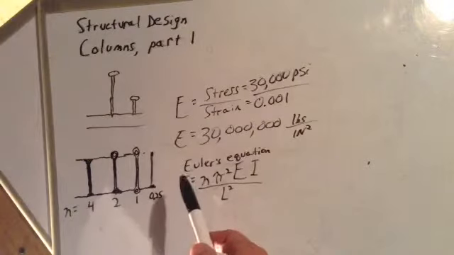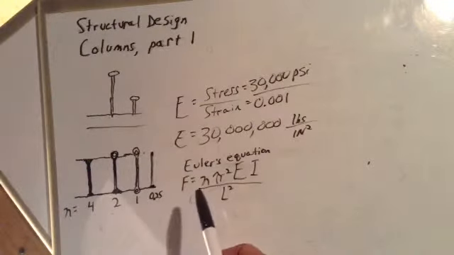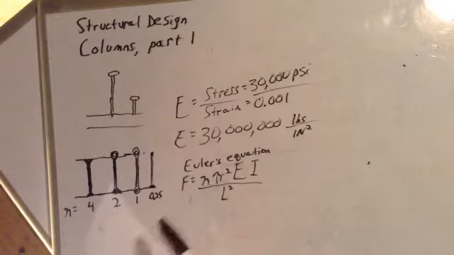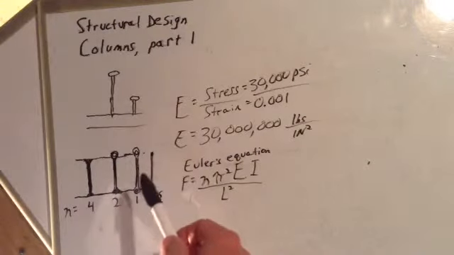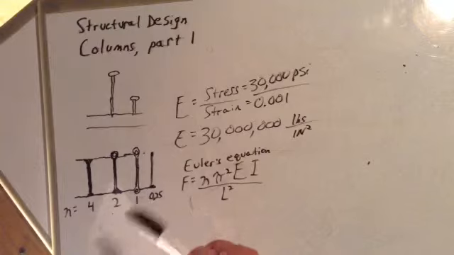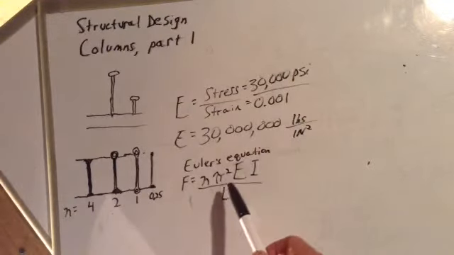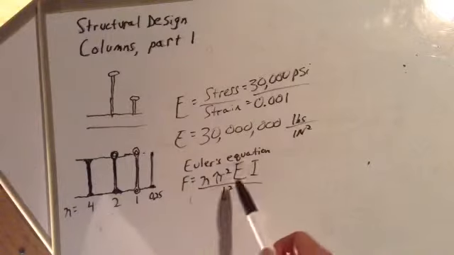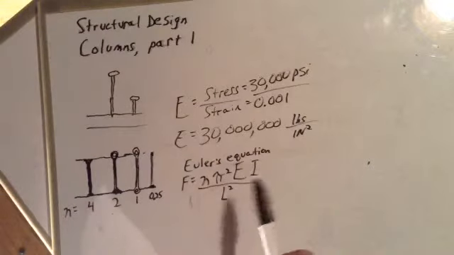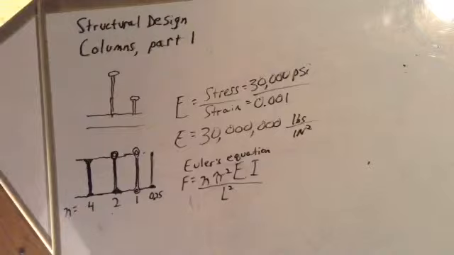As I said a minute ago, I'm just running over my paper, making sure I cover all the bases here. 4 for fixed, 2 for fixed pin, 1 for pin, 0.25 for fixed free. E is modulus of elasticity, I is moment of inertia, L is column length. Okay, here's the way some other people like to see Euler's equation.